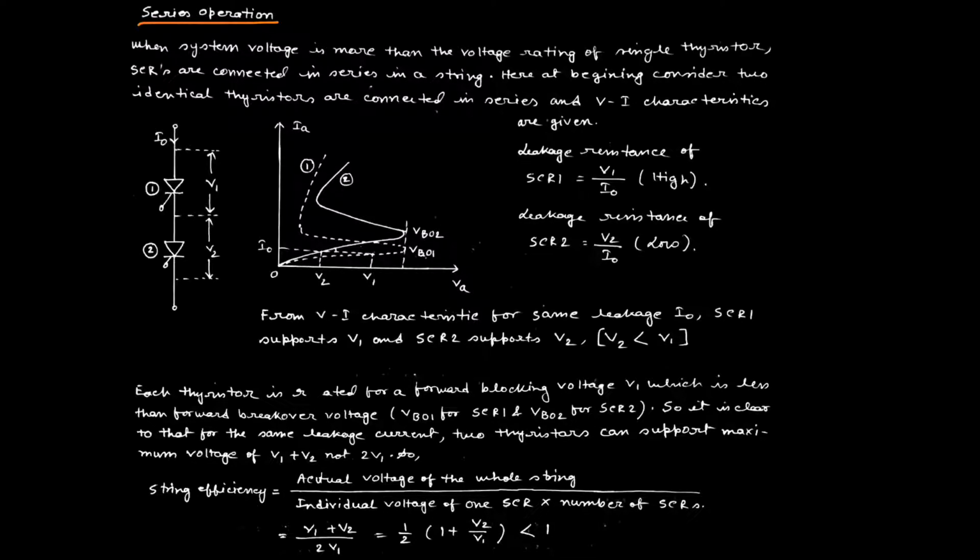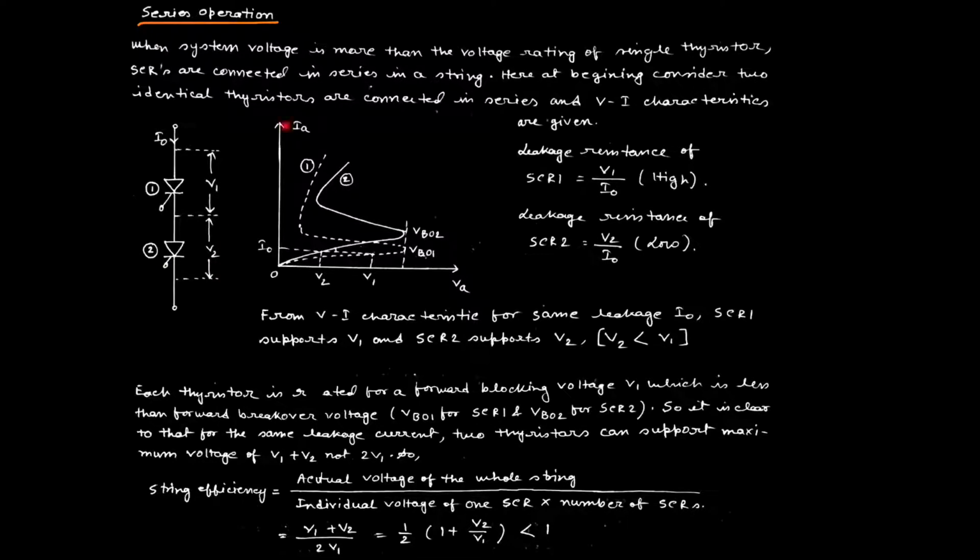When the system voltage is more than the voltage rating of a single SCR, then SCRs are to be connected in series in a string. At the beginning, consider two identical SCRs connected in series, and we have shown here their VI characteristics. We consider SCR 1 and SCR 2, both connected in a series string, and the string current is I0. The voltage appearing across the first SCR is V1, and the voltage across the second SCR is V2.